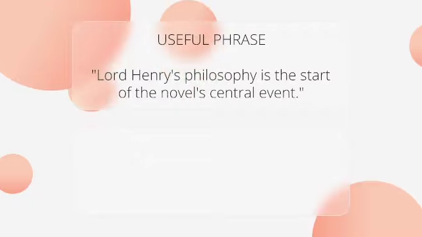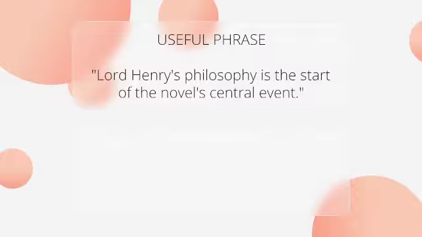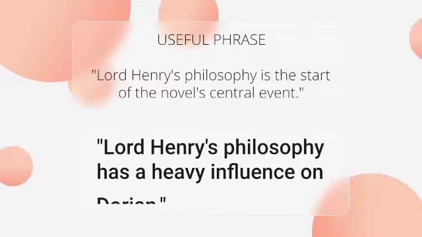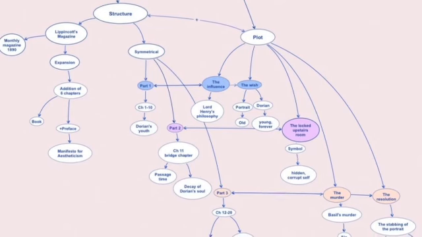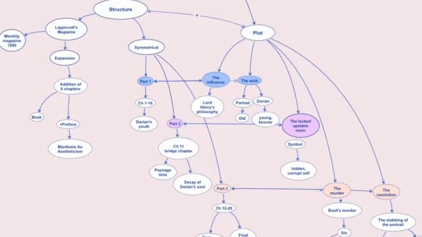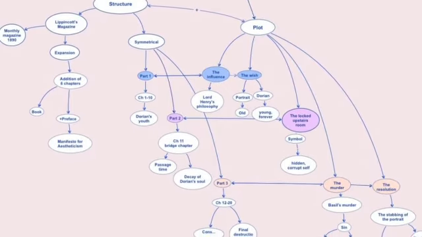And the useful phrase, instead of saying Lord Henry's philosophy is the start of the novel's central event, we could say Lord Henry's philosophy has a heavy influence on Dorian. They're both simple sentences, but the second one gives you a sense of pressure, of one thing working on another. So use it when you feel ready. The map reveals how the novel's structure leads logically and inevitably to the story's conclusion.